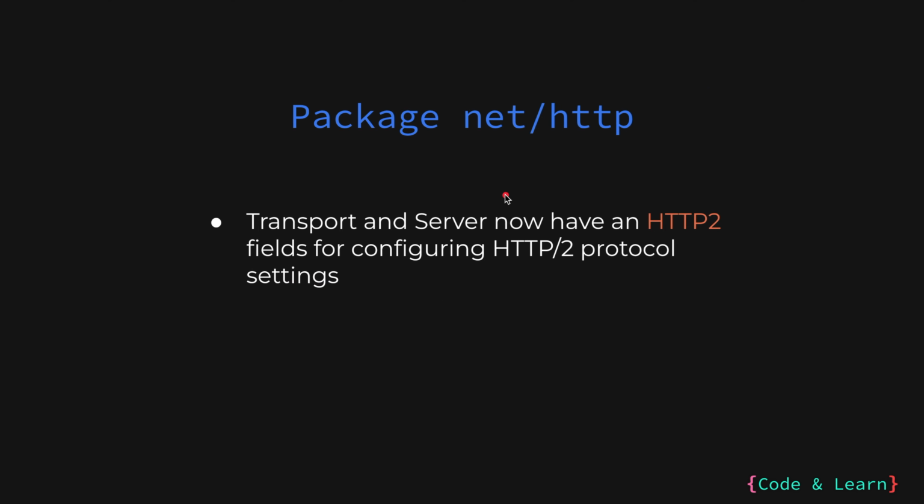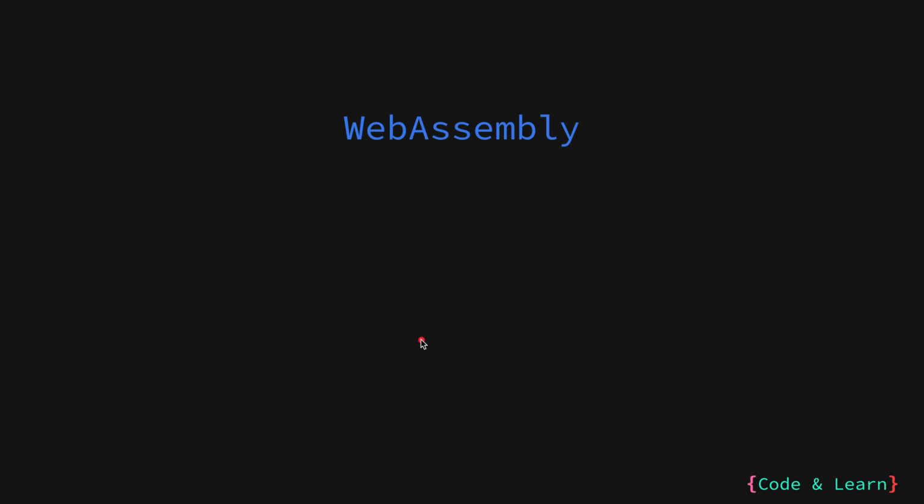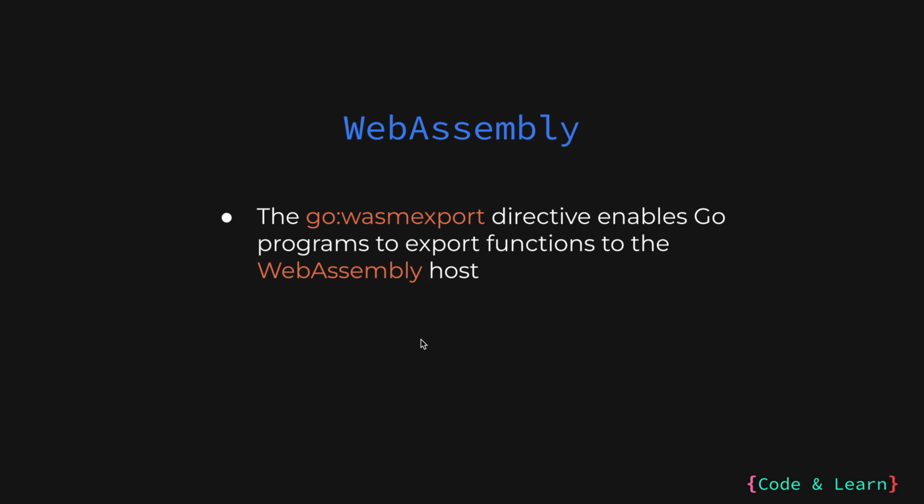Coming to the net/http package, Transport and Server now have an HTTP2 field that can be used to configure HTTP/2 protocol settings. These changes offer developers more control over HTTP settings when working with HTTP/2 connections. Great news for fans of WebAssembly. The go:wasmexport directive enables Go programs to export functions to a WebAssembly host, allowing the Go code to be called from JavaScript or other WebAssembly modules. These changes enhance WebAssembly support in Go, making it easier to integrate Go code in a WebAssembly environment.